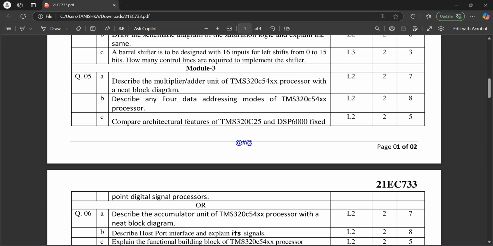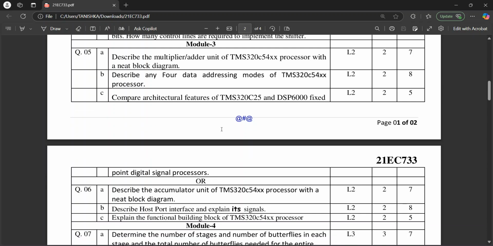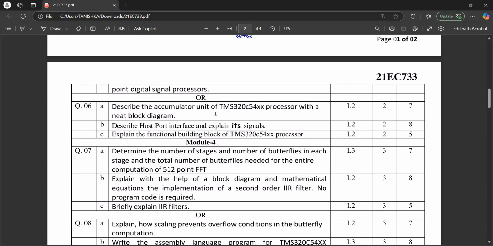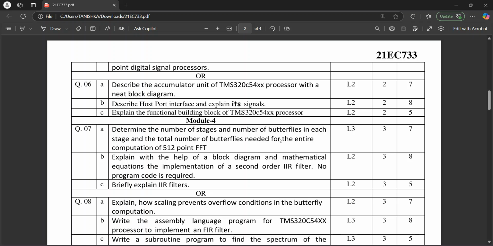In Module 3, describe the multiplier or adder unit for TMS320C54XX processor with a neat block diagram, and describe the four addressing modes of it and architectural features of TMS320C25 and DSP 6000 fixed point digital signal processors. Describe the accumulator unit of this processor with a neat block diagram, and describe host port interface and explain its signals, and explain the functional building block of TMS320C54XX processor.